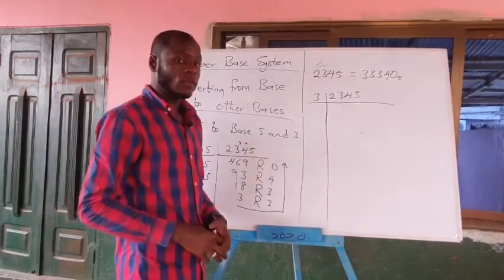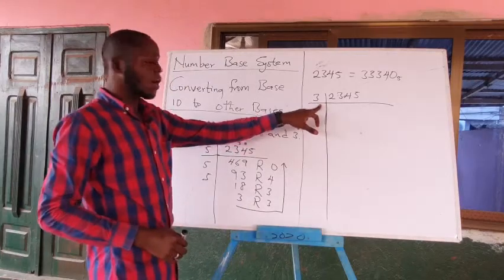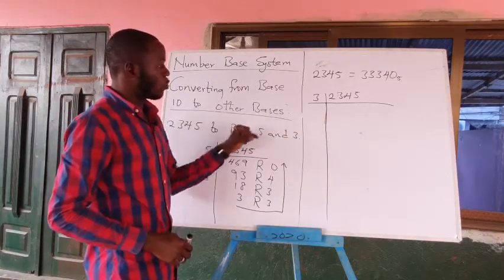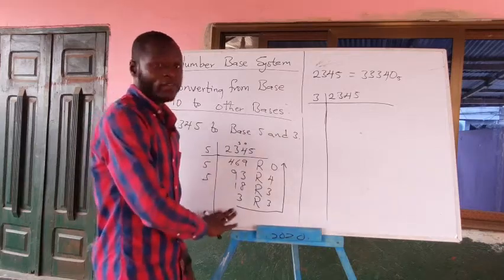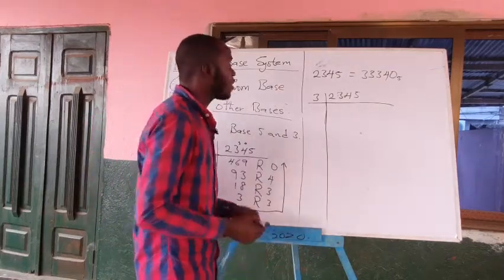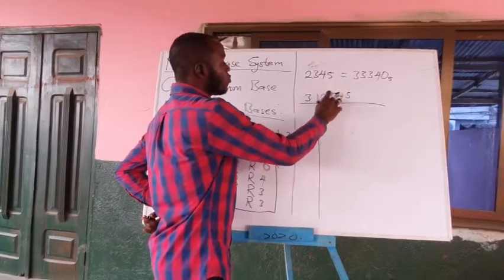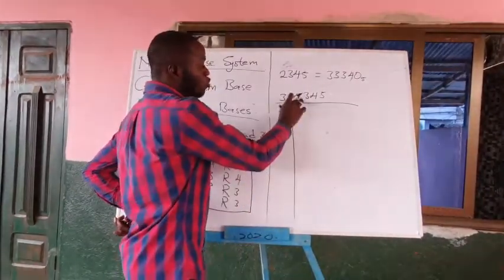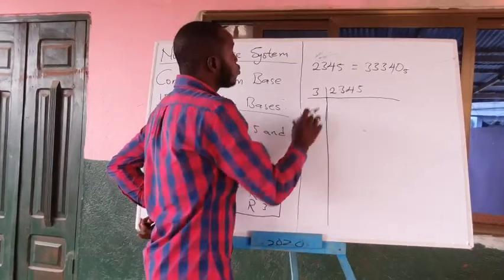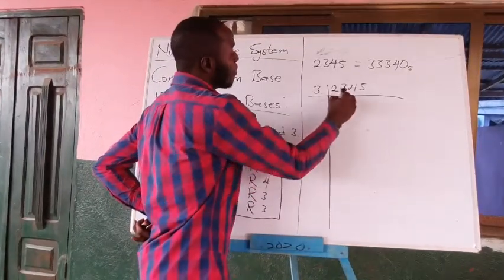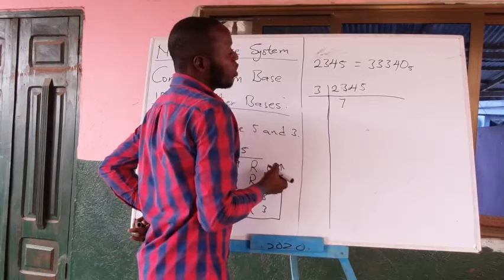Okay, now the next base that we have is base 3. So we have to convert 2345 to base 3. Just like we did for base 5, the same way we are going to do for base 3. Now we check. 3 will go into 23, straightforward. It won't go into 2, so we take the 3 and add it to the 2, which will give us 23. So 3 will go into 23 how many times? 7 times, and it will be left with 2.